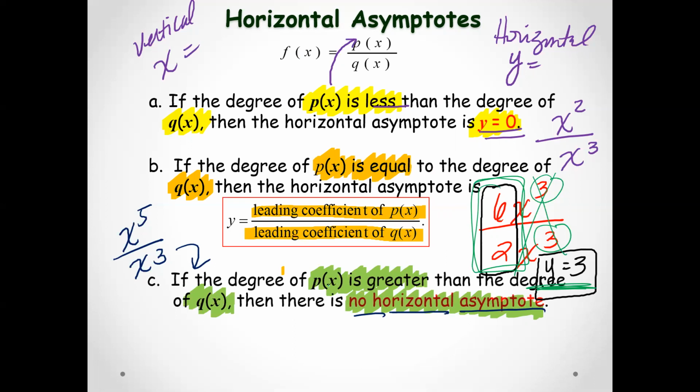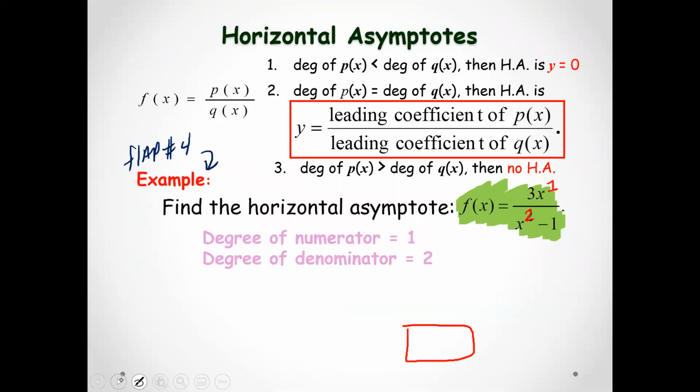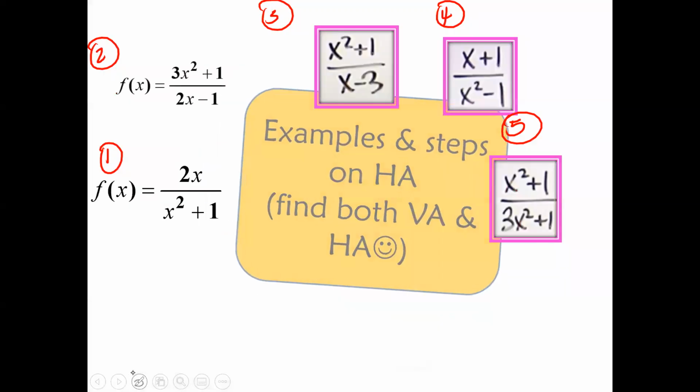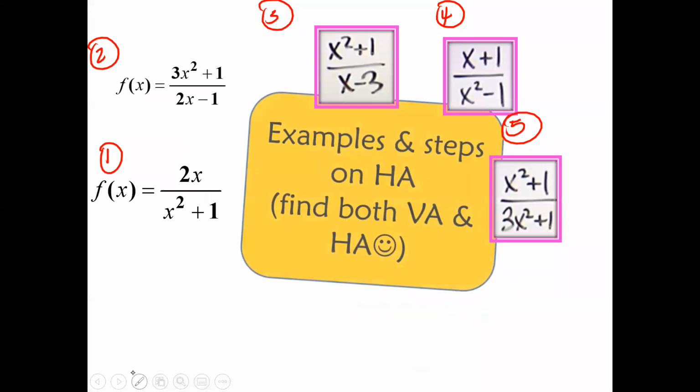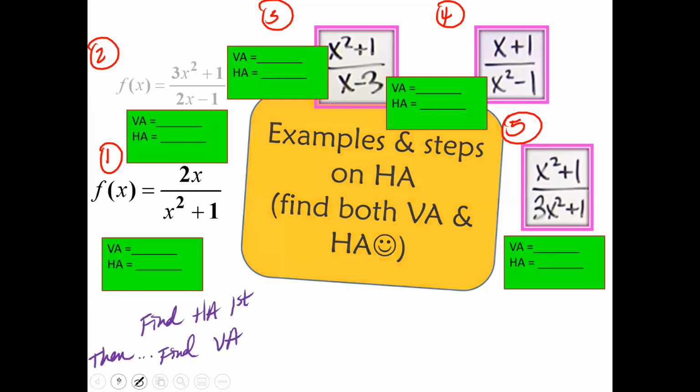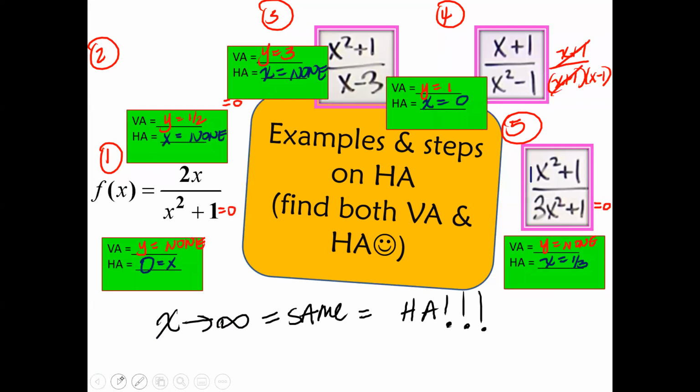Last rule, if the degree of the numerator is bigger than the degree of the denominator, then there is no horizontal asymptote. So here are some examples, 5 examples for you guys to practice finding the horizontal asymptote. You can also practice this by finding the vertical asymptote as well. I'll give you guys the answer for both, so pause the video. And here are the answers for the horizontal asymptote and the vertical asymptote for all 5 questions.